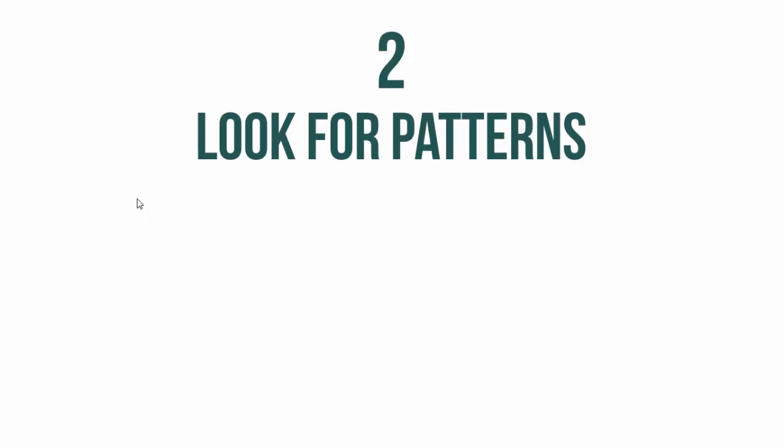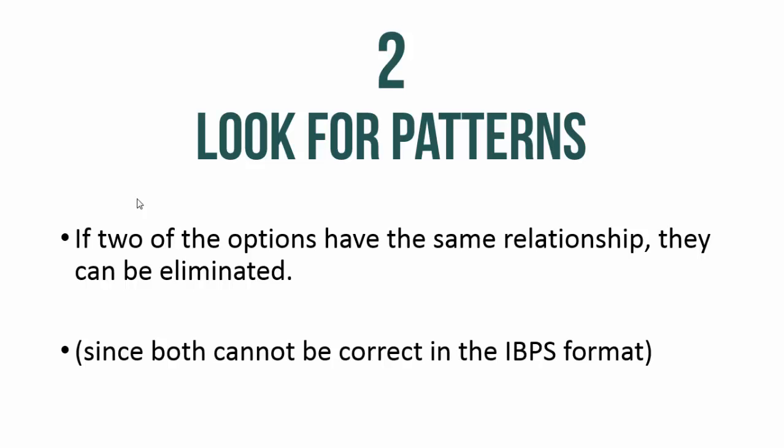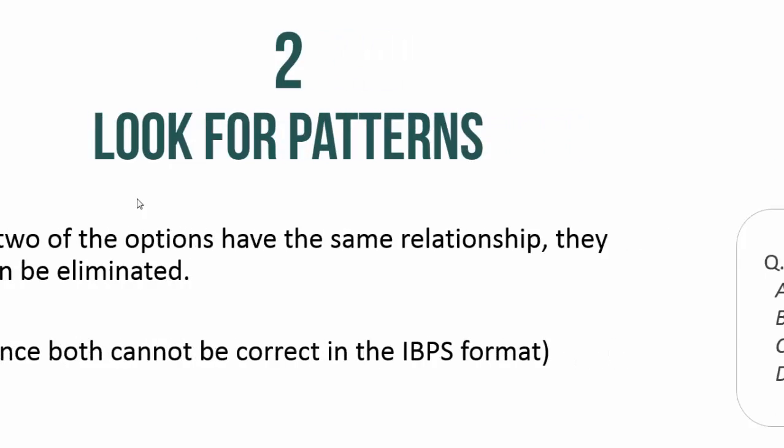Let us now look at shortcut number 2. That is looking for patterns. Every question will have 5 options. Now if 2 of the options mean the same thing, you can eliminate both of them. Now that is because in the IBPS format of the question, only 1 out of 5 options can be the right answer. You cannot have 2 correct answers in this particular exam. So if 2 of your 5 options mean the same thing, you can eliminate both of them since neither of them can be the answer.